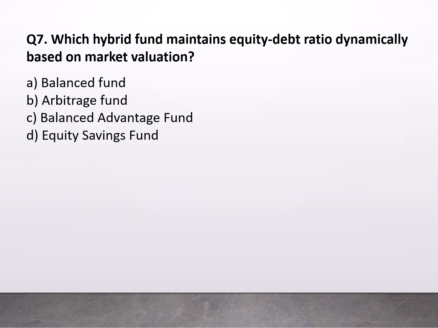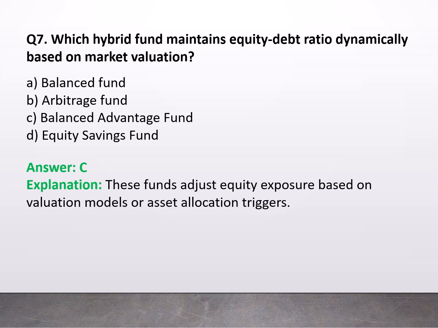Next question. Which of the following hybrid funds maintains equity debt ratio dynamically based on market valuation? Option A balanced fund, option B arbitrage fund, option C balanced advantage fund and option D equity savings fund. Correct answer is option C balanced advantage fund.